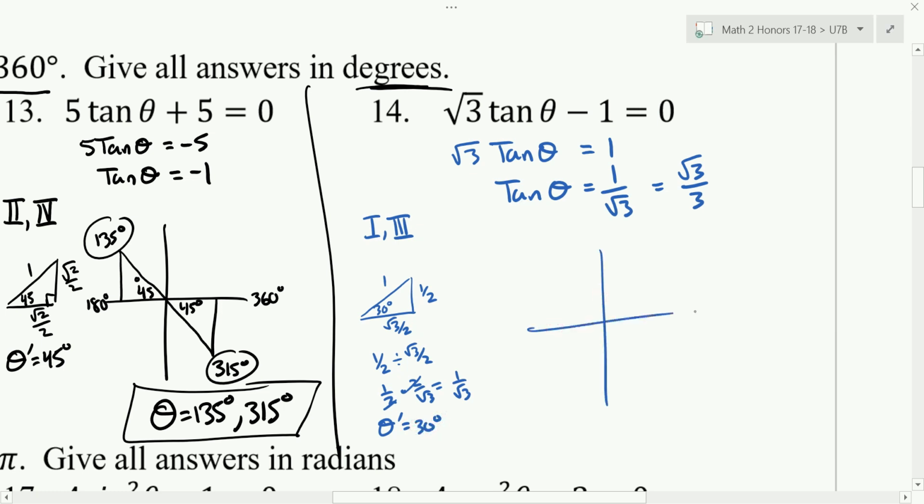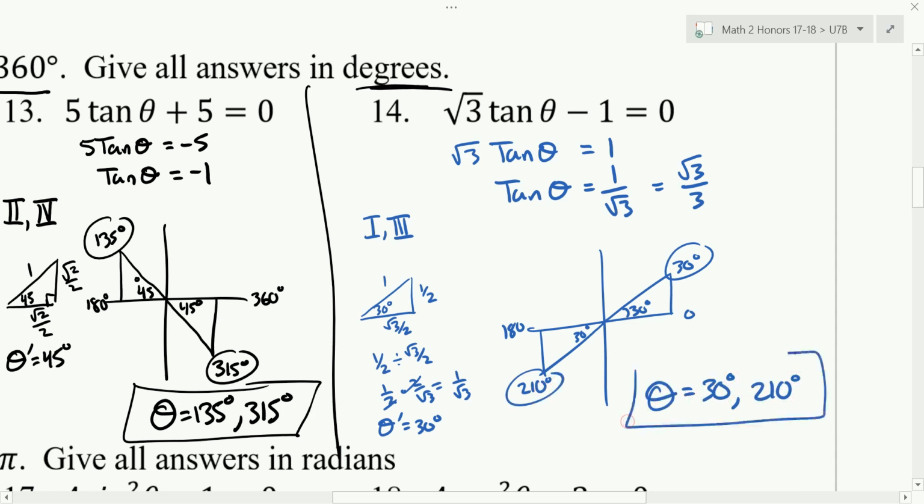So put 30 degrees in quadrant 1 and in quadrant 3. And if you go 30 past 0, you're at 30 degrees. That's one answer. If you go 30 past 180, you're at 210. That's the other answer. So theta is 30 degrees and 210 degrees.